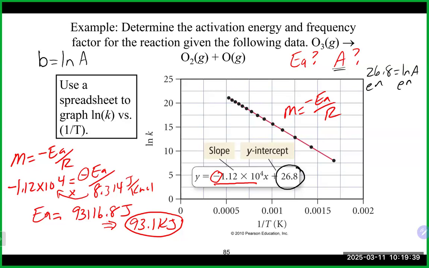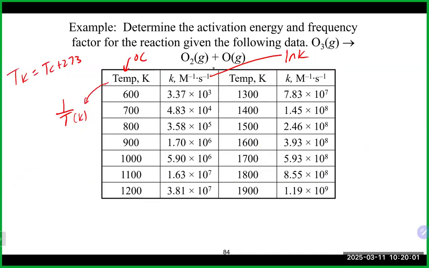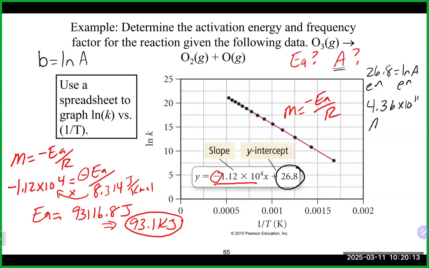my calculator turns on, maybe. So maybe we should do it again. Make sure it's the right number. We'll do that, and 26.8. Something like 4.36 times 10 to the 11. Once again, as I mentioned before, the units of that usually end up being the same as what you see for the rate constant. So the units that we would put on that would be reciprocal molarity seconds, 1 over molarity seconds, in this particular case. Any questions on any of that?